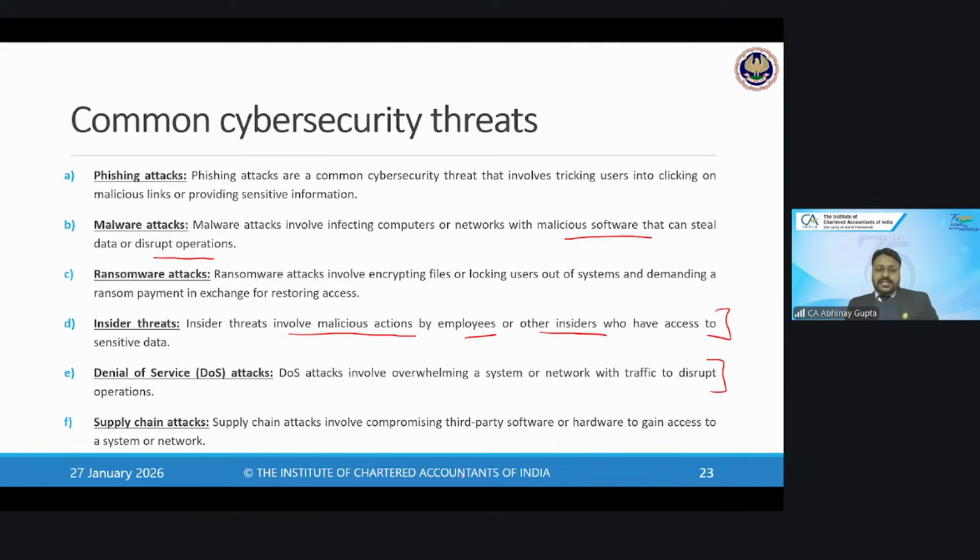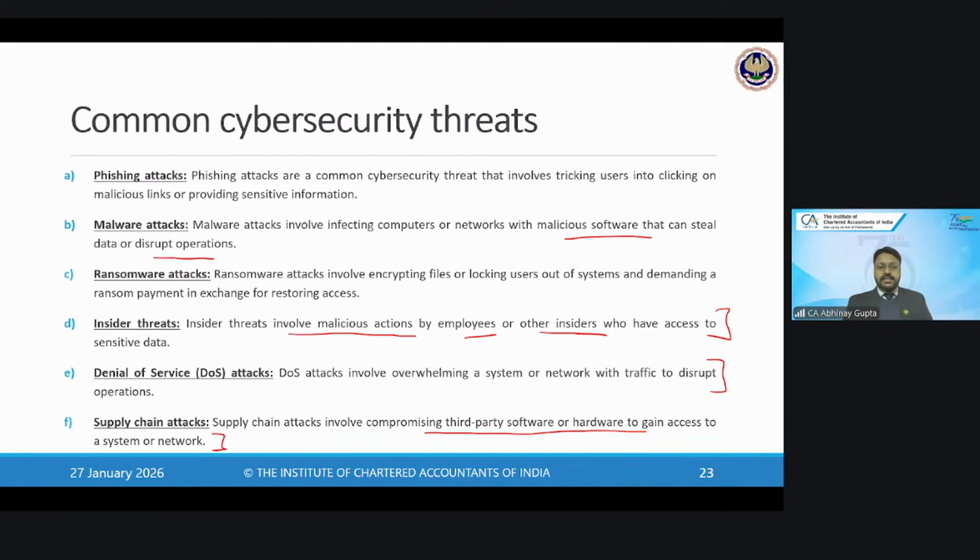And the supply chain attacks. Supply chain attacks involve compromising third party software or hardware to gain access to a system or the network, right? So suppose your company is doing manufacturing and is supplying multiple trucks or rail freight carriages, right? So that information is also updated onto that company who is actually assisting you with the supply chain, right?